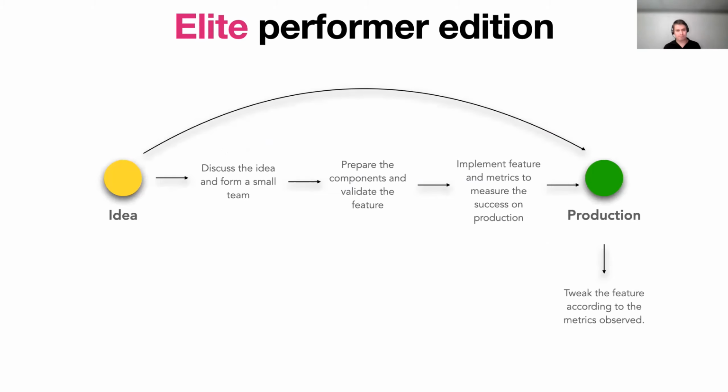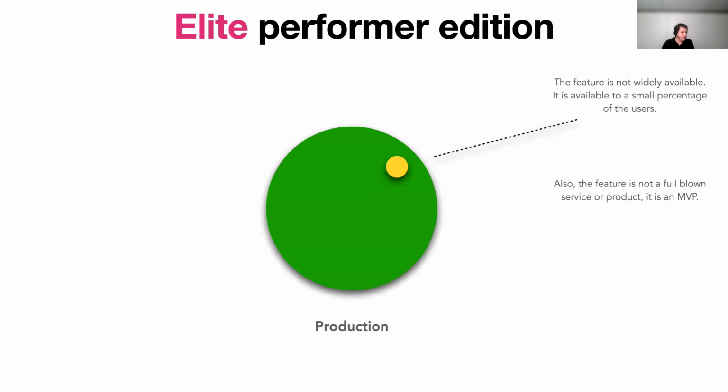They don't want to just deploy because of it. They have to validate it. They implement the features and add metrics to measure the success in production, then deploy in production, and then they tweak the feature according to the metrics. And this takes perhaps weeks, or perhaps days, depending. The trick is, and maybe many of you know this, the feature is not widely available to all the users. It's just available to a small percentage, also known as A/B testing.